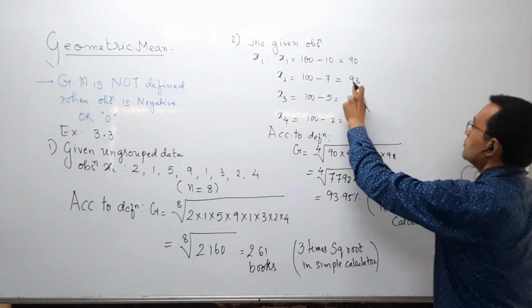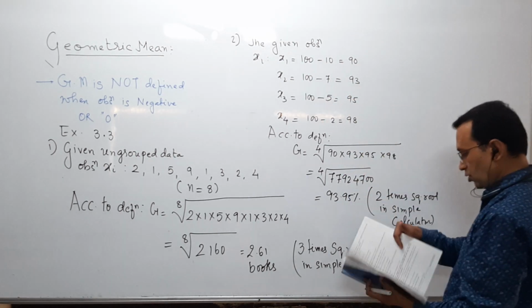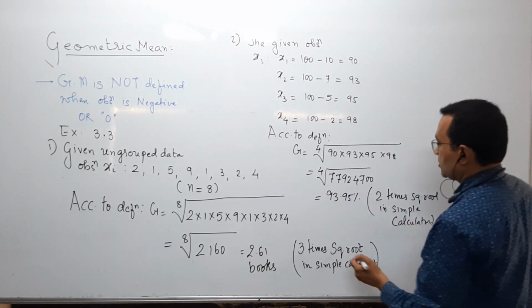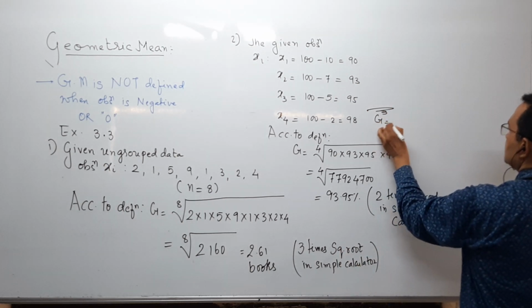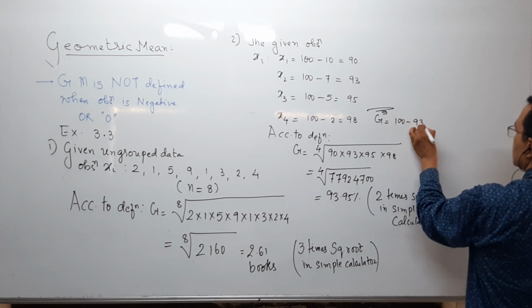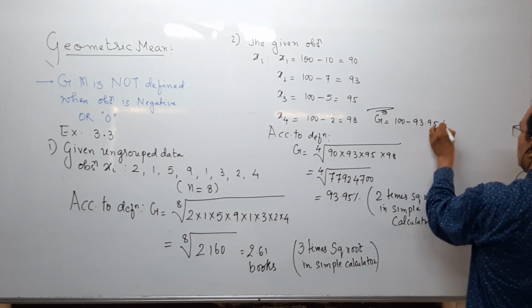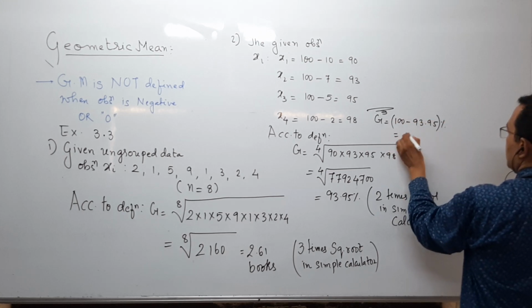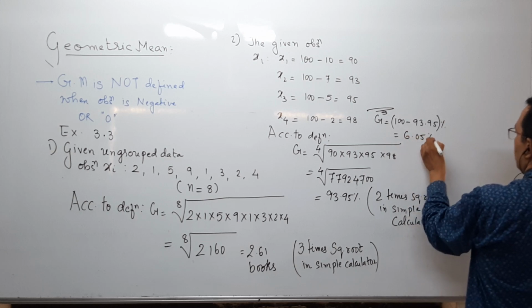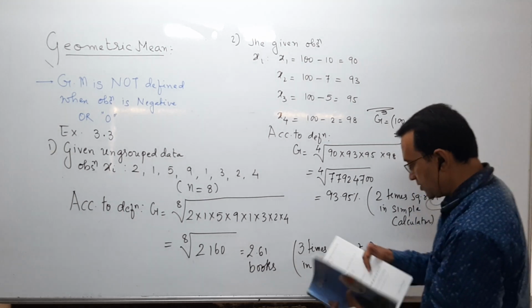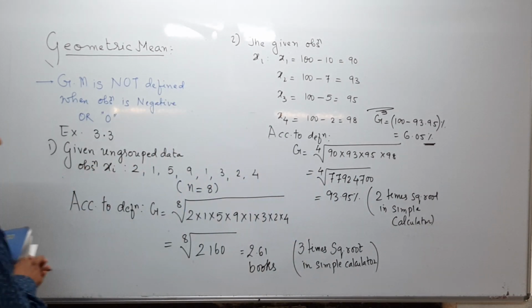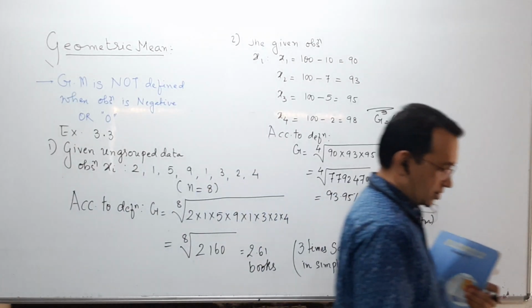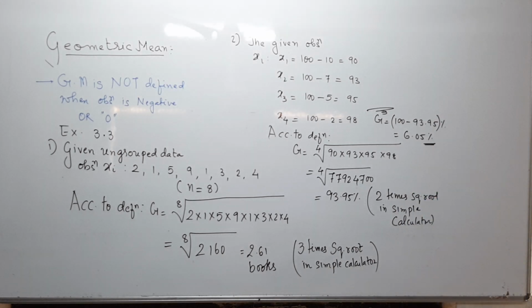Correct. Now all this value is 100 minus. So you can say average. I am writing here. Final answer will be G is equal to 100 minus 93.95%, and that is nothing but 6.05%. So the average rate of depreciation is 6.05%. So this is the geometric mean.